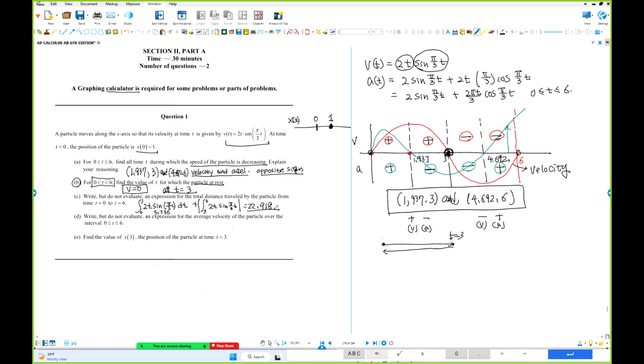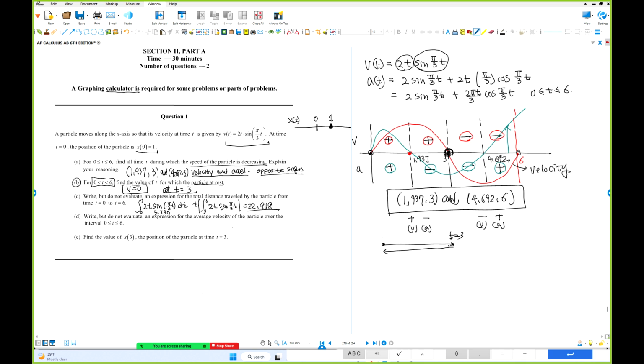All right. That must be the absolute value, because moving to the left, when you take the integral, it gives us a negative number, okay? All right. Choice D. We don't have to evaluate, okay?